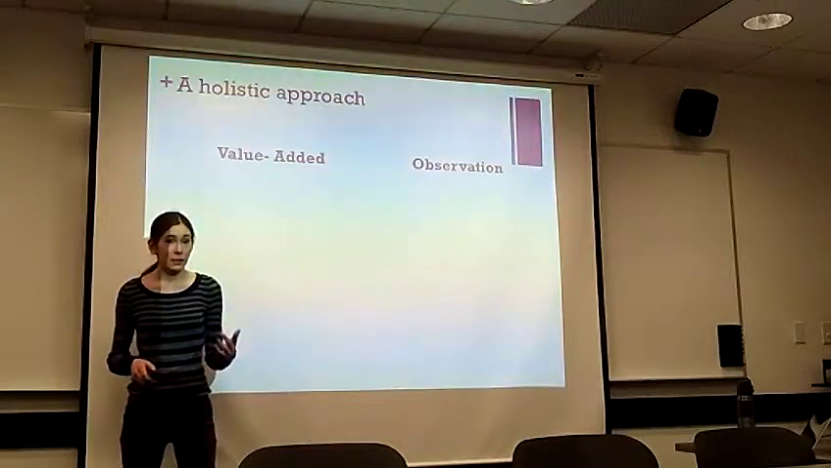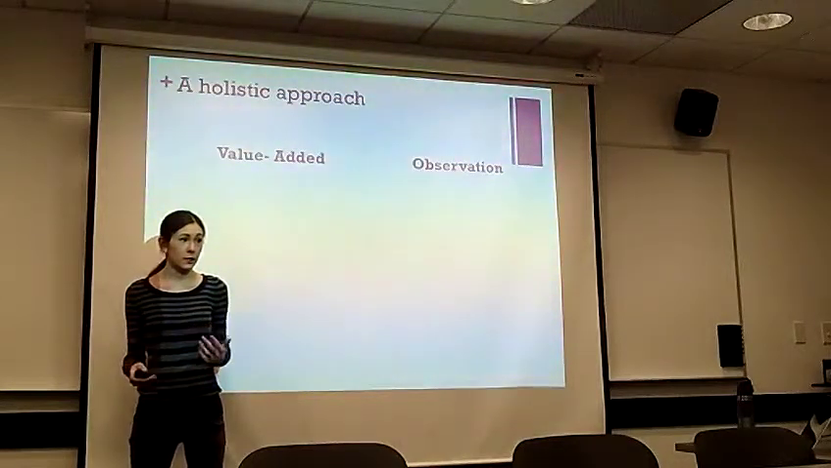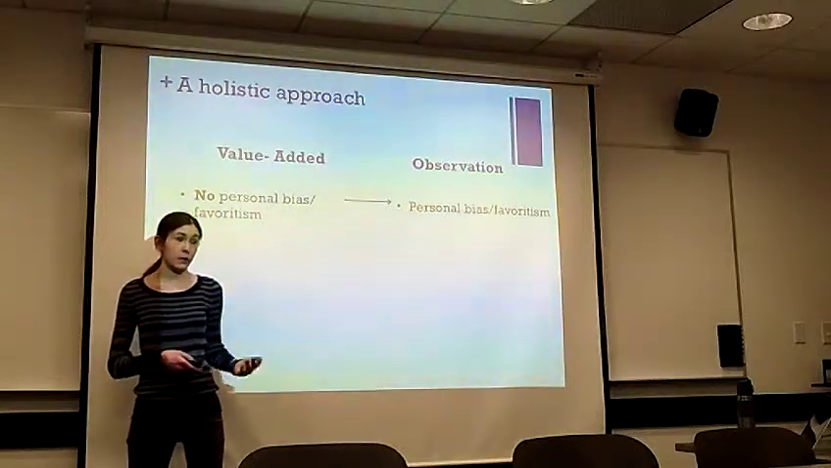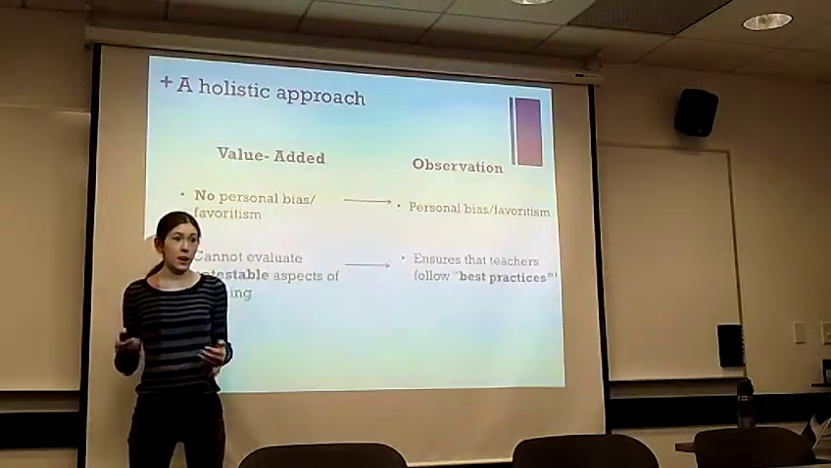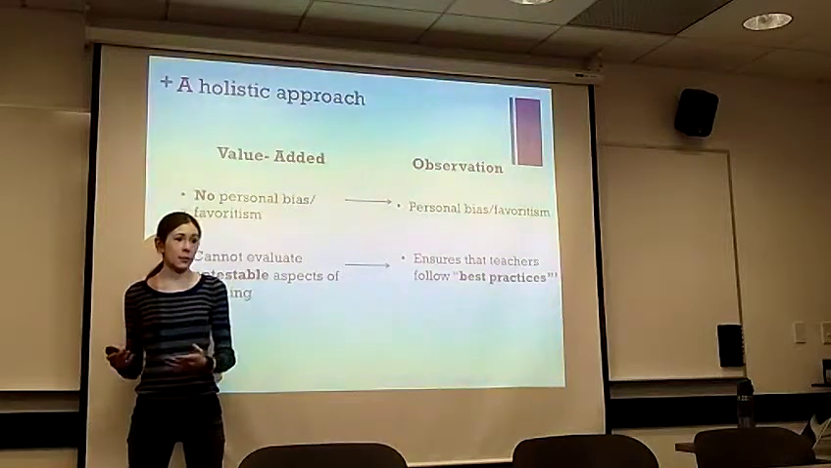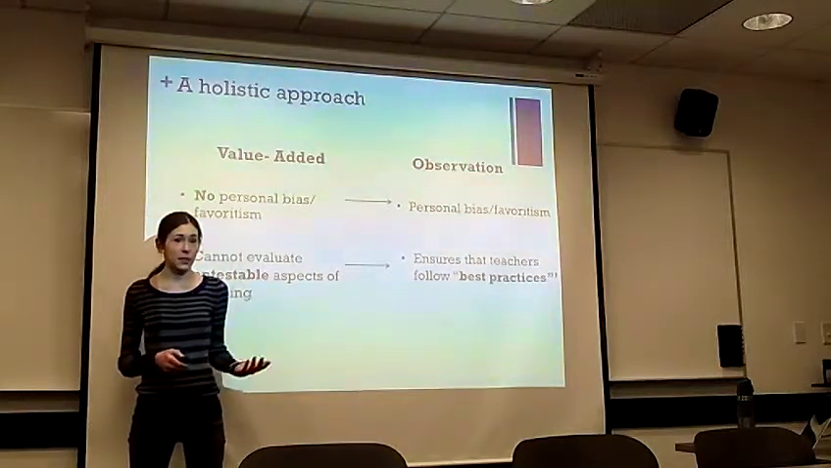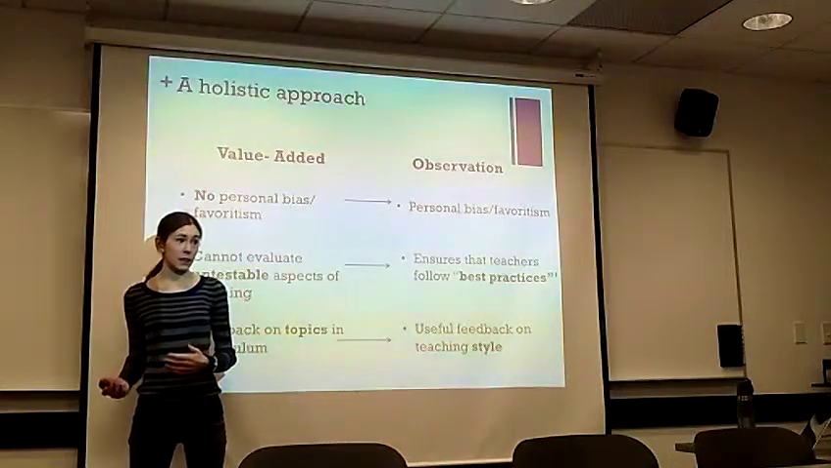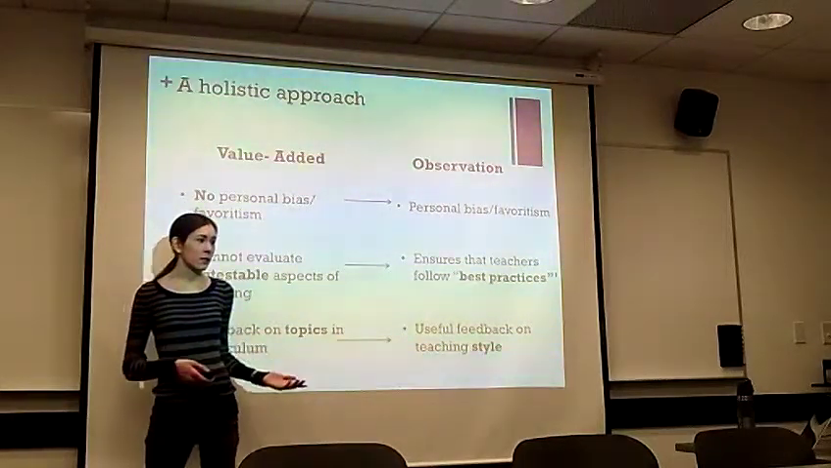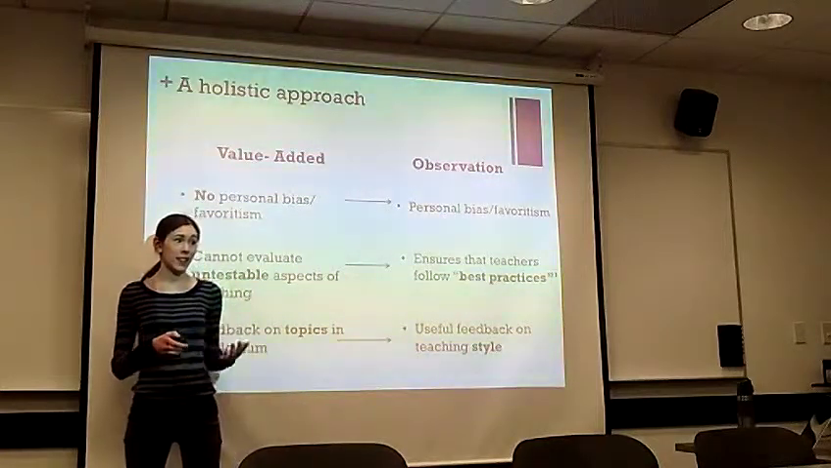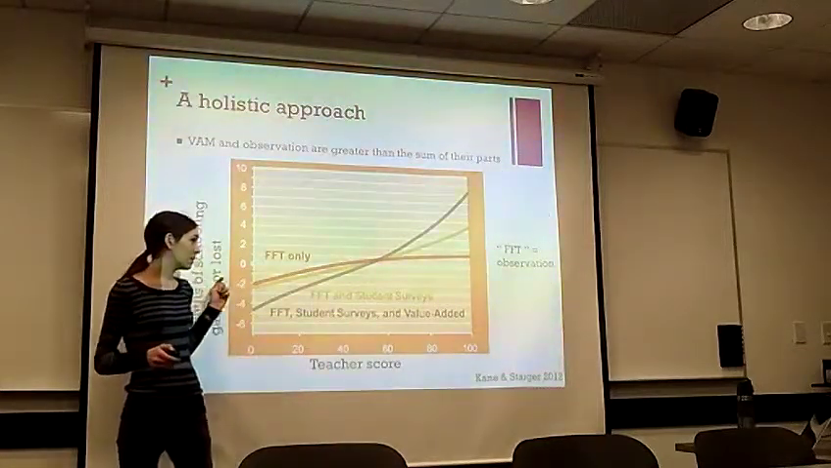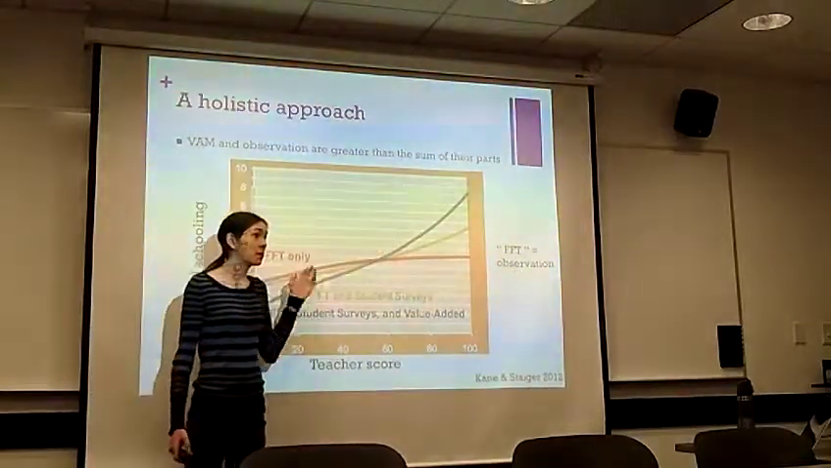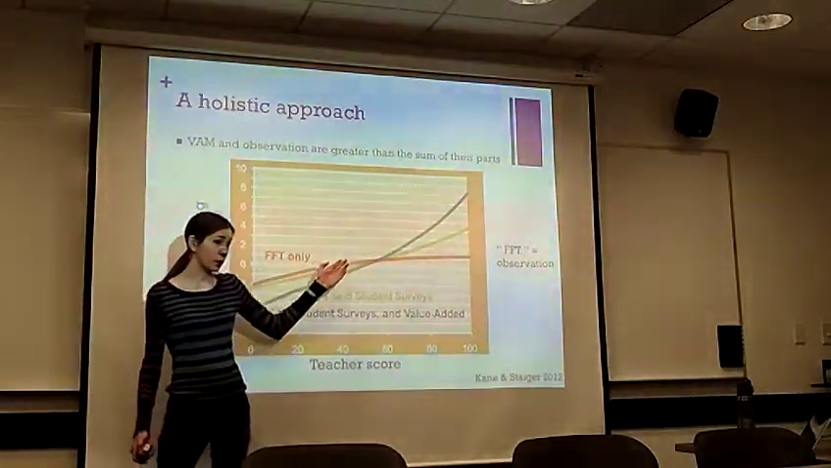Furthermore, combining these two approaches can help compensate for each other's failures. Value added can help make up for any personal favoritism that skews observational scores. Observation can help evaluate untestable aspects of teaching that value-added methods miss. Value-added methods can tell teachers which topics they need to emphasize more, and observation can tell them how to improve their teaching style. And indeed, we see that when observation and value-added are combined, they're even more accurate than either of them alone.